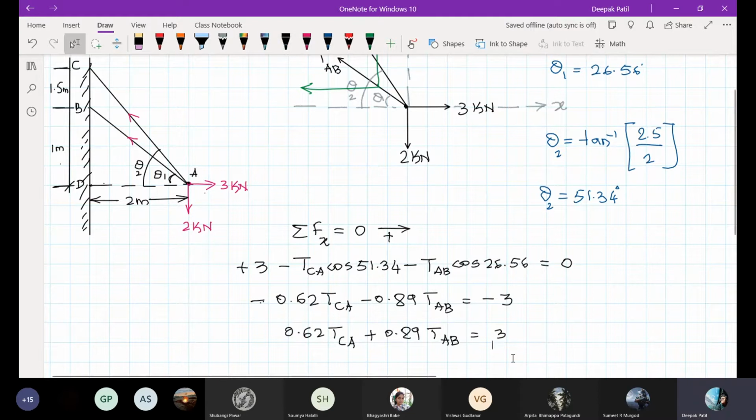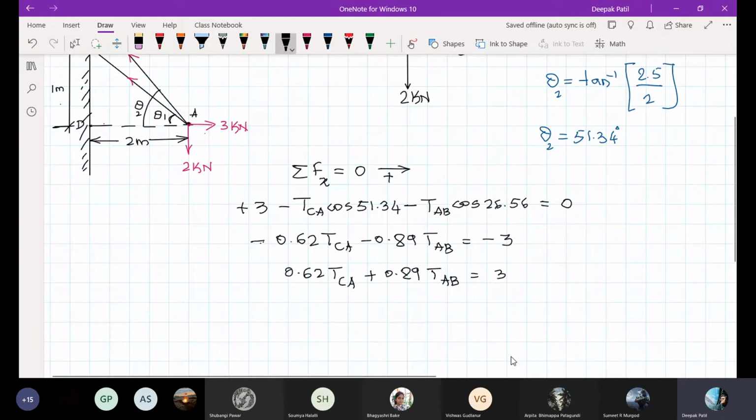Now, if you see this equation, students, there are two unknowns involved in this, so you can't solve this equation directly. Let me call this equation A. Then I will move on to the next equilibrium equation: summation of all the forces in y direction as 0. And the sign convention I'll be taking is that all the upward forces are positive.